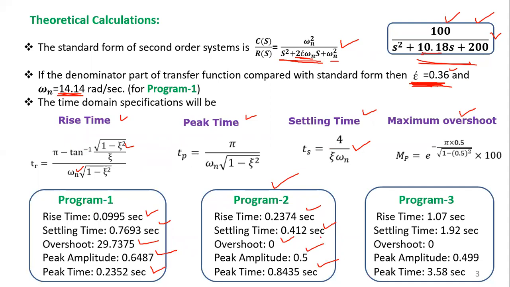Coming to the second case, we are getting zeta as 1. That means it is a critically damped system. In the second case, zeta we are getting as 1, that is a critically damped system. Right. Similarly for the third case also.